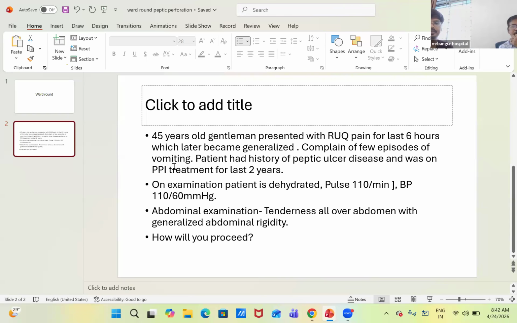First the presenting complaint, chief complaint, and then history of present illness. What is the time duration?